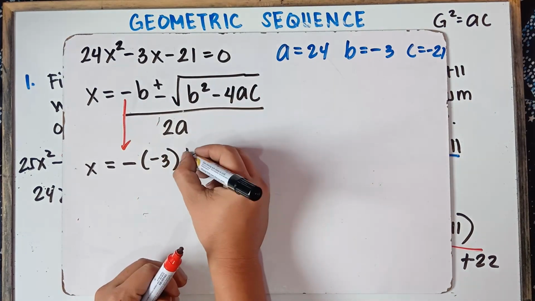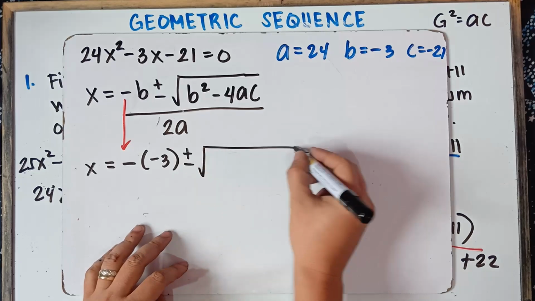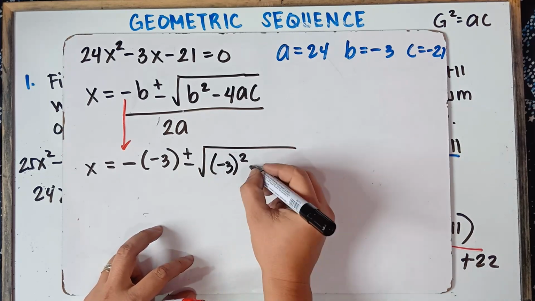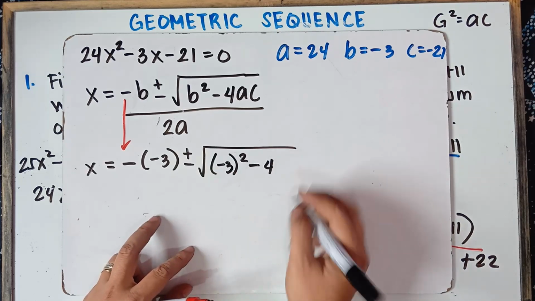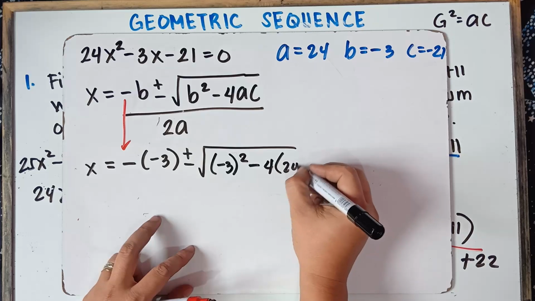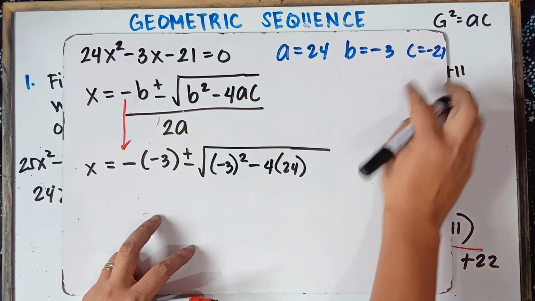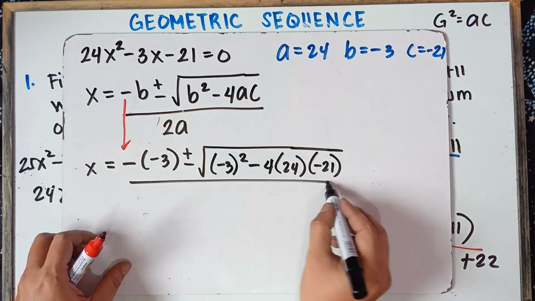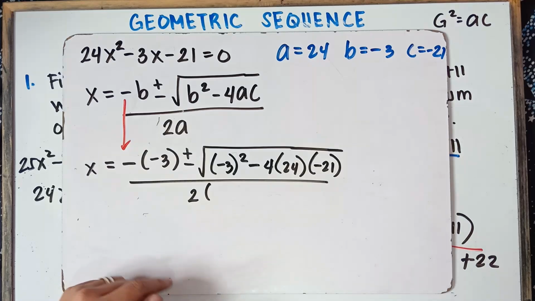And then copy plus and minus. Square root of our b, which is negative 3. So negative 3, then squared. Minus 4. Our a is 24. 4 times 24. And then our c is negative 21. Alright, all over 2 times our a, which is 24.